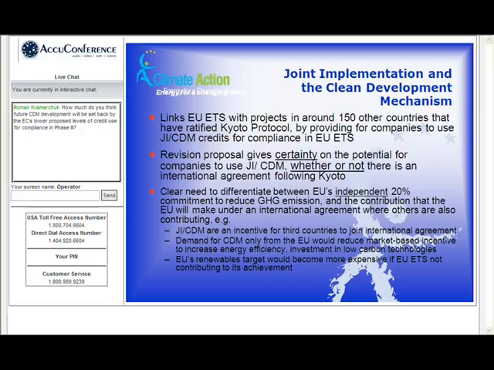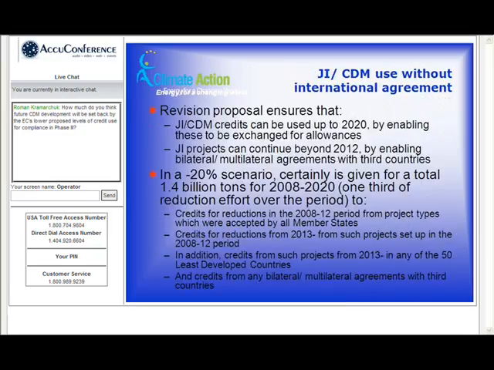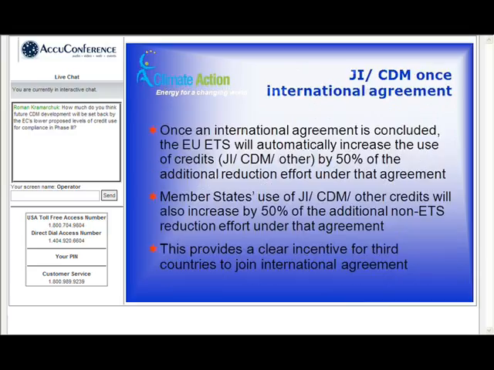I won't go into the details of my slides because I'm conscious that time's running and there's questions coming in. But to be brief, we foresee that even without an international agreement, and we do want an international agreement to follow Kyoto, we would allow for the use of CDM credits and joint implementation in the EU trading system, and the conditions are set out in the slides. And once we do have this international agreement, then there would be significant additional access for CDM credits.